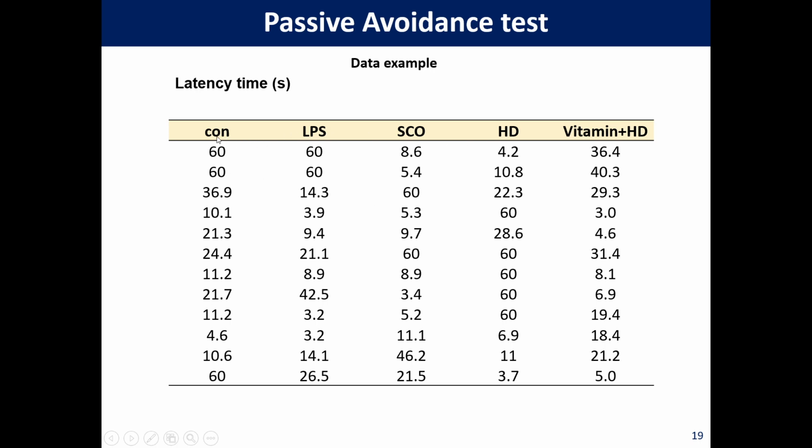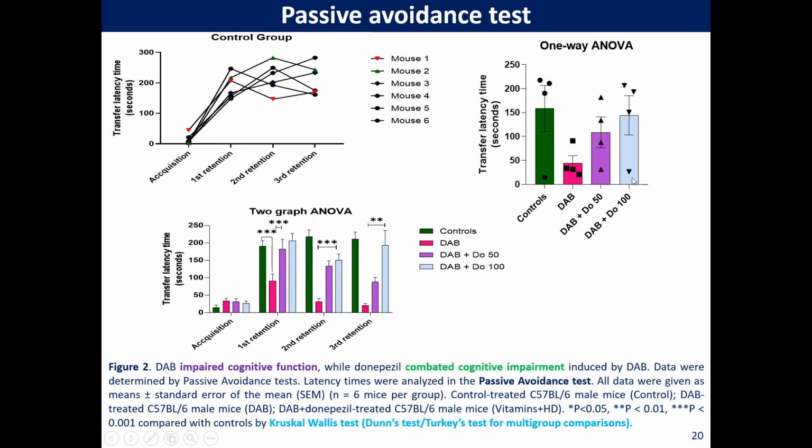For example, control group, LPS group, scopolamine group or vitamin plus group. Here you need to draw three figures, the same as with body weight, right? The first time you need to draw the latency times on different days. One-way ANOVA only focuses on latency time among four groups, and two-way ANOVA considers latency time in different tests among four groups.